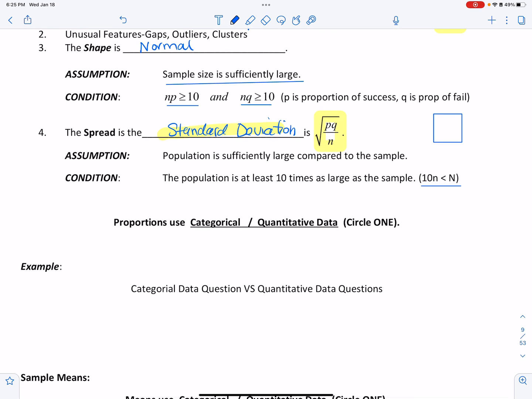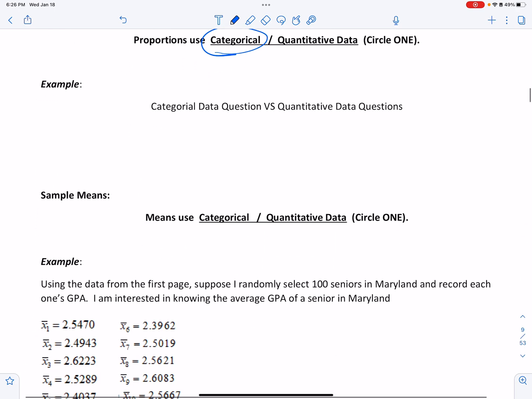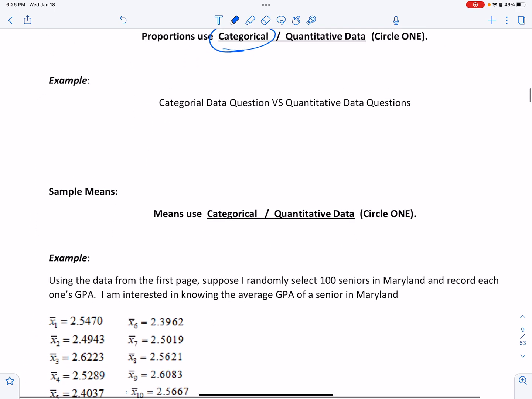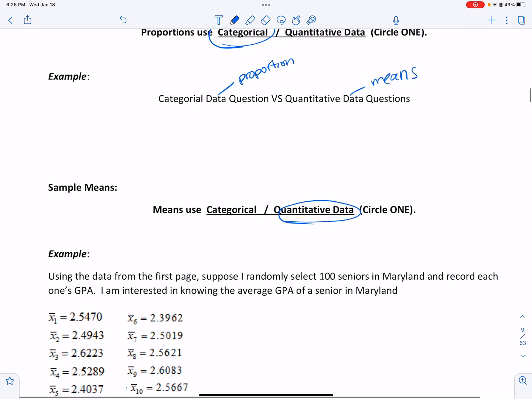All right, proportions are used for what? What did I just tell you? Categorical data. So, categorical data versus quantitative data: categorical data uses proportions, and quantitative data uses means. So means, as I said, right here.